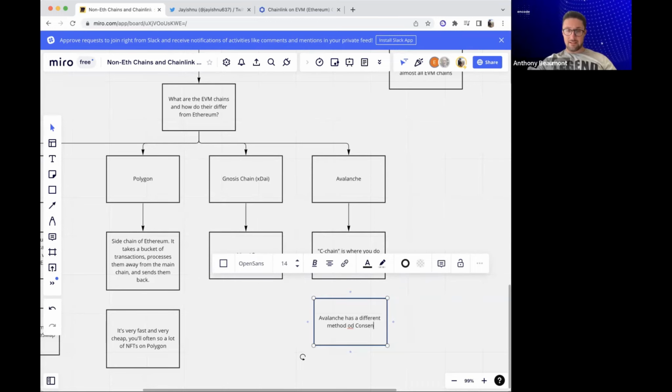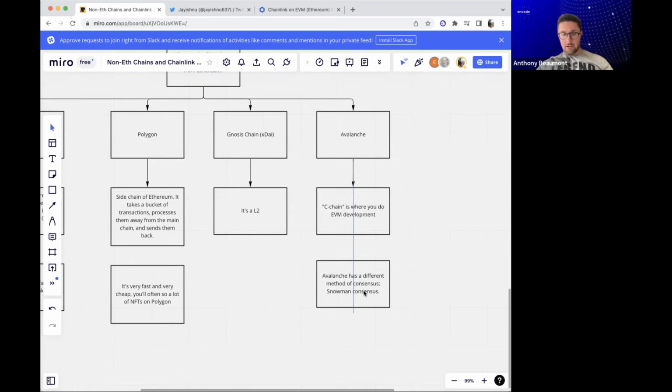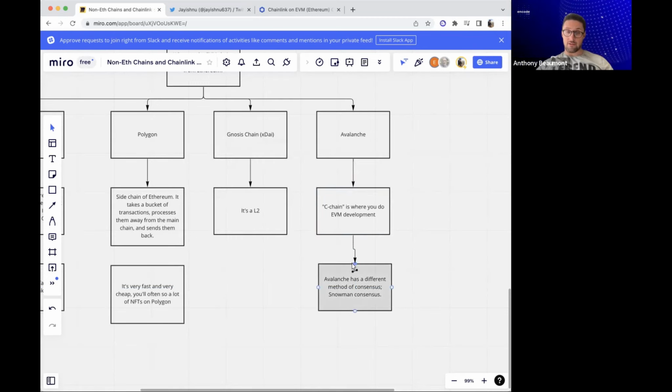And more than that, Avalanche has a different method of consensus. Consensus is how you come to agreement that new things have happened on chain. So Avalanche has a different method of consensus, and specifically it's something called Snowman consensus. And why you would pick a different consensus is you're trying to come to agreement faster about why something happened, in order that you can process that transaction faster and then propagate that to the network. So Avalanche, C-chain, consensus.